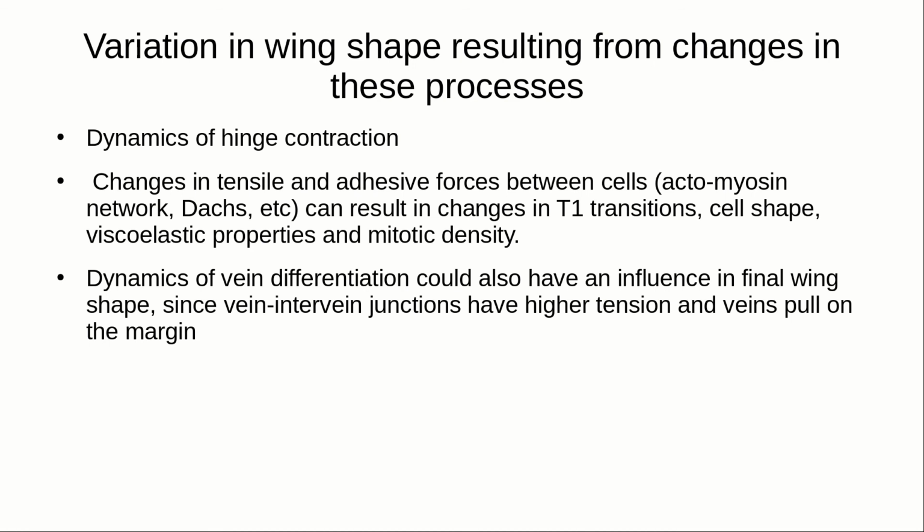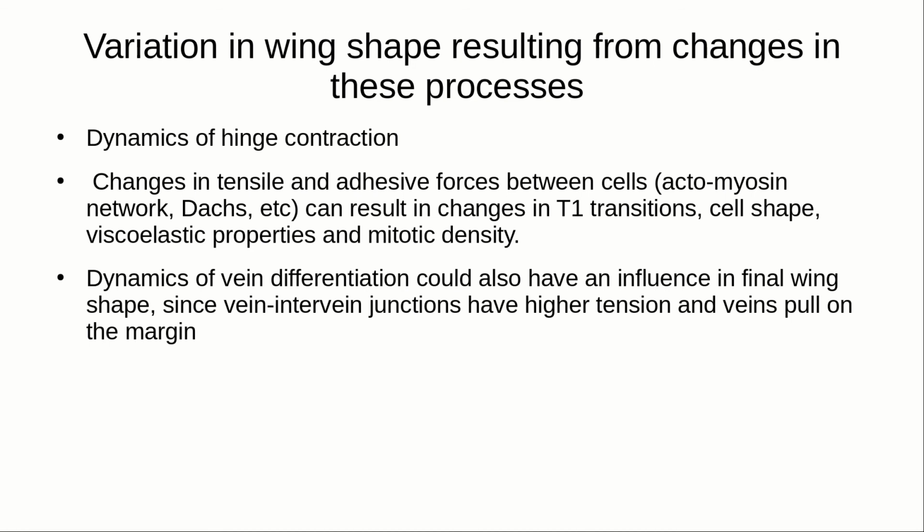Then dynamics of vein differentiation could also be important, because there's a difference in tension between vein and intervein junctions. So veins have a higher tension and they pull on the wing margin. It is easily seen at the end of vein 5 that there is a small invagination of the margin, and this can be the result of this tension that the veins have.